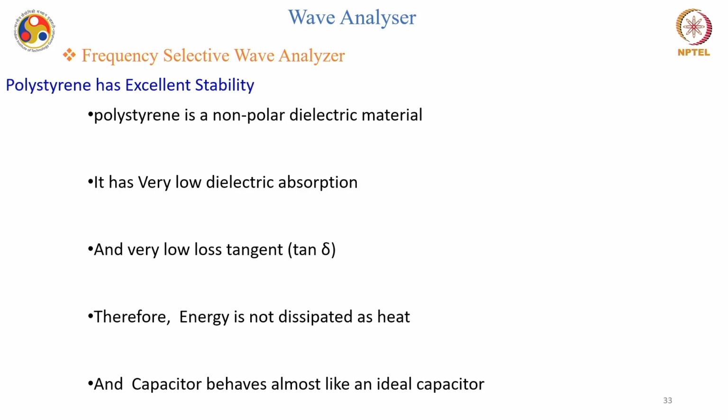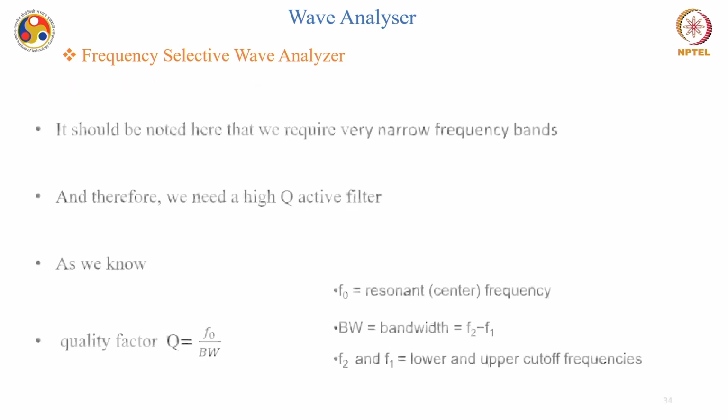Further, this particular polymer is a non-polar dielectric material and has very low dielectric absorption and a very low loss tangent. Therefore, energy is not dissipated as heat here, and the capacitor behaves almost like an ideal capacitor, and that's why it provides you a narrow bandwidth and high Q.